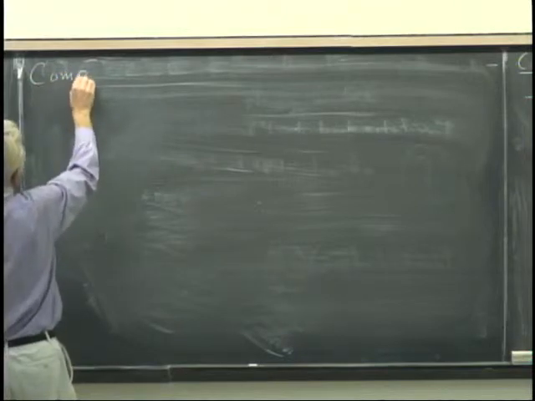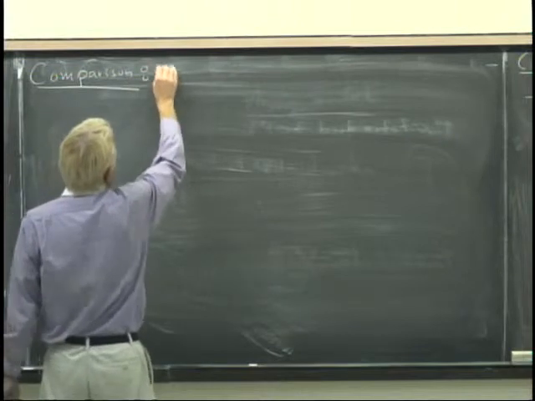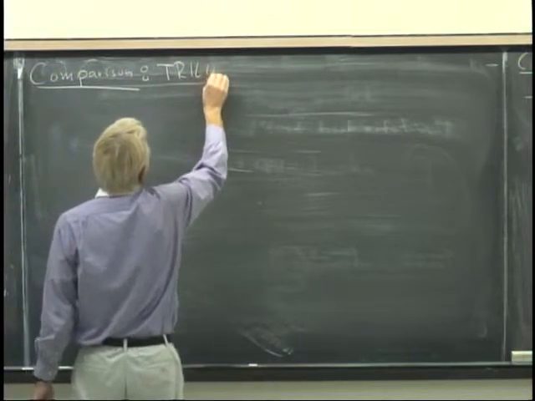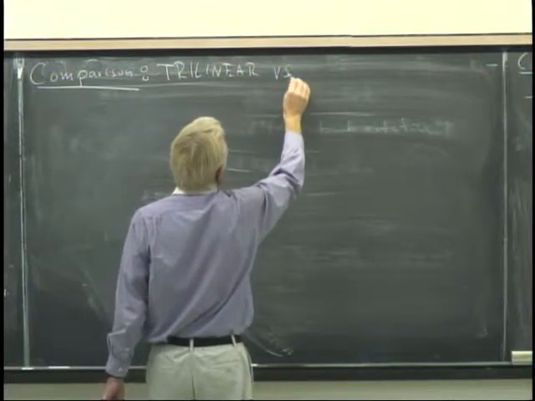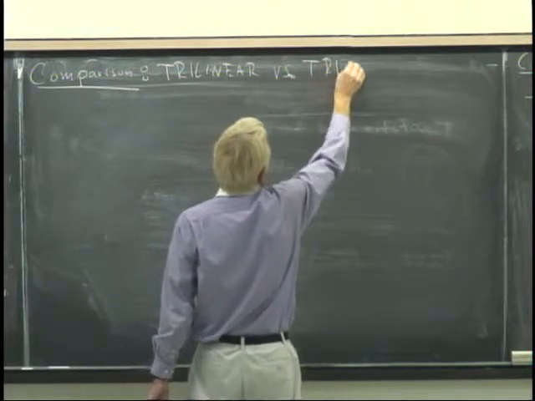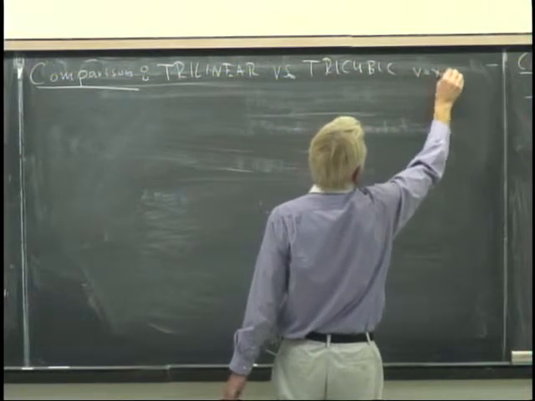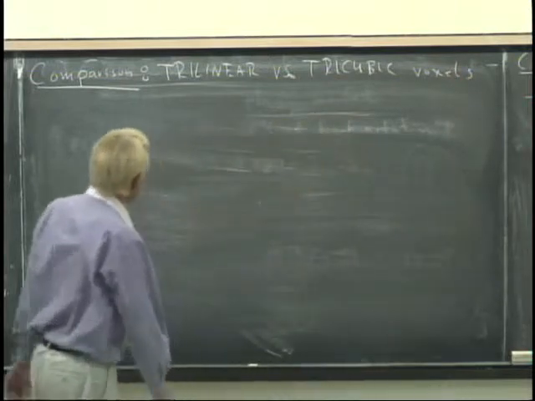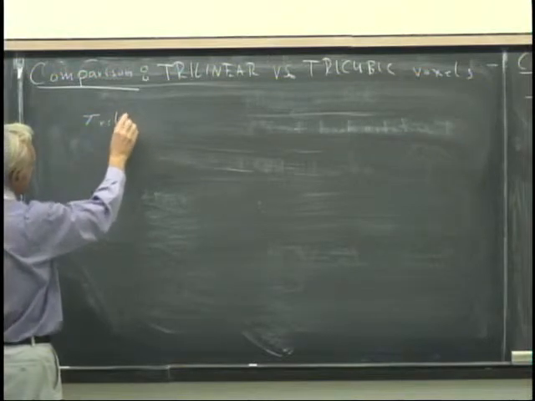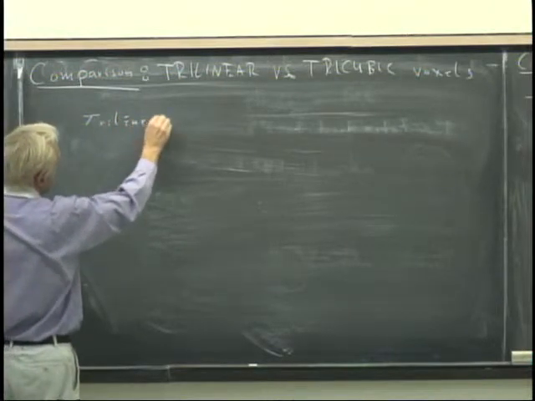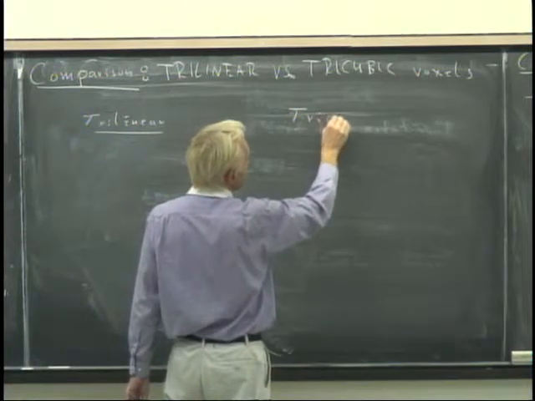It's a comparison. And you only compare two, trilinear versus tricubic voxels. Well, you do one pass, trilinear, and you get a picture for the tricubic case where you wait much longer.